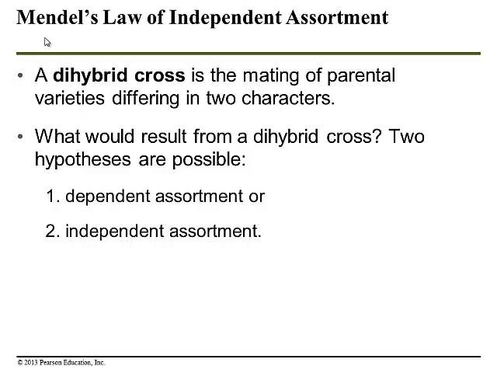So if we look at two traits, a dihybrid cross, the mating of parents differing in two characteristics, what would be the result of a dihybrid cross? Two hypotheses are possible. So whatever the trait is that we happen to be looking at paired together, they're either going to be dependent on the other as they're passed on, or they're going to be passed on separately. So how do we figure out which is which?